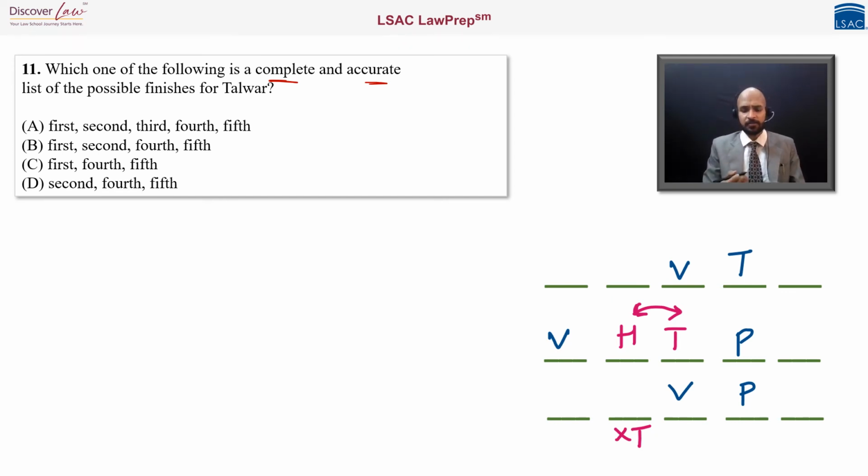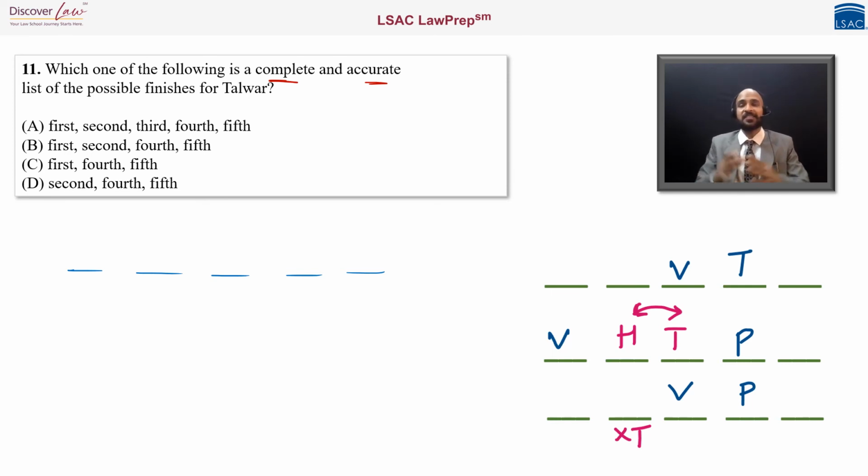Now, if you ask me what the possible finishes are, there are 5 positions. You have 1, 2, 3, 4, 5. So anybody could come either first, second, third, fourth, or fifth. So there are 5 possibilities. Hey, let's just go ahead and mark A as the answer. No, that is not how it works.